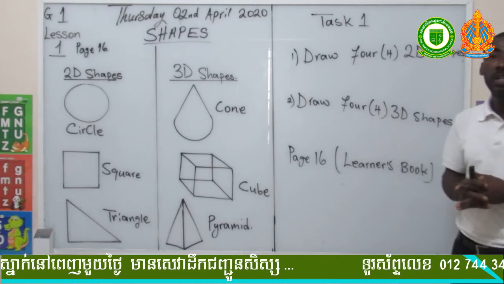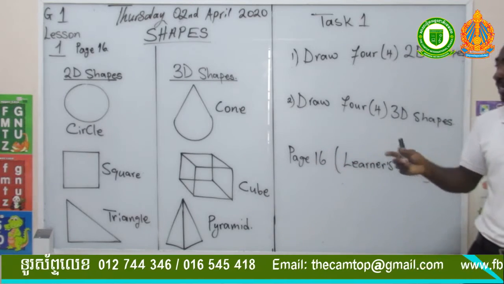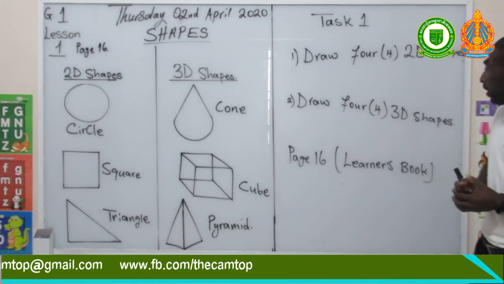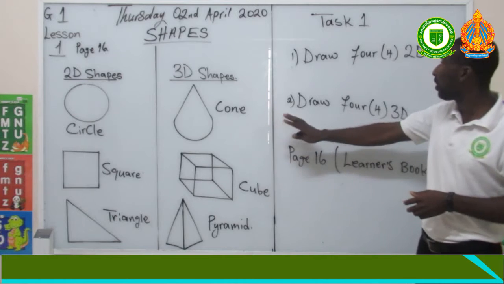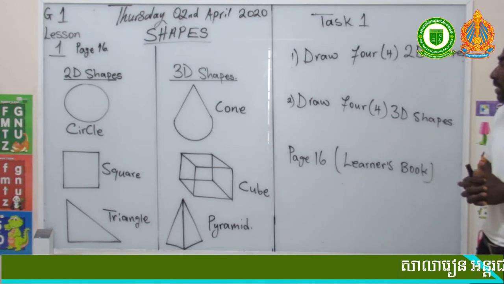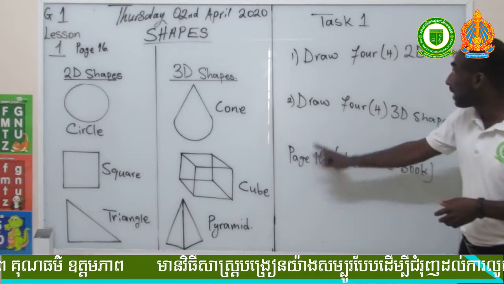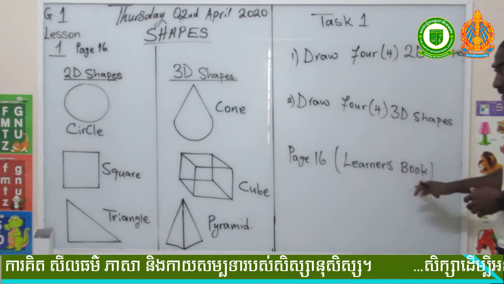So I want you to draw these various shapes in your exercise books and then you post them in the group. Make sure you draw them very nicely, because the nicer your drawing, the more points you are going to get, okay? So make sure you draw them and you write the names of the shapes that you are drawing, so that you will know that this is what you are drawing. You can find this exercise or this task at page 16 of your learner's book.